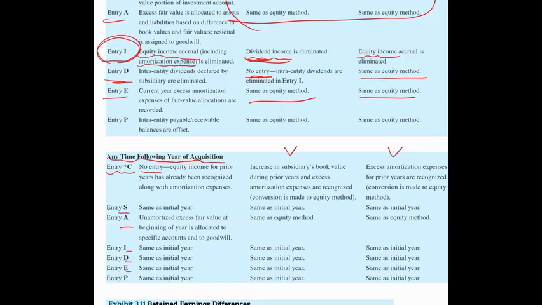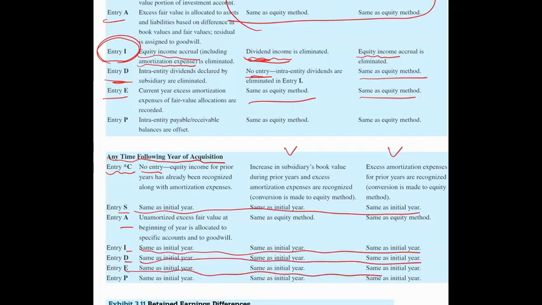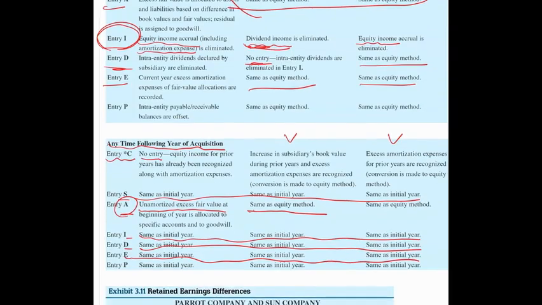For all of them, they're kind of the same as the prior year, like the same as the initial year. But for entry A, just make sure that it's not the same as the initial year. The new balance for those accounts will be the unamortized excess fair value. In other words, after one year of amortization, the amount here in the second year would be a little bit smaller than in the first year or the first period.